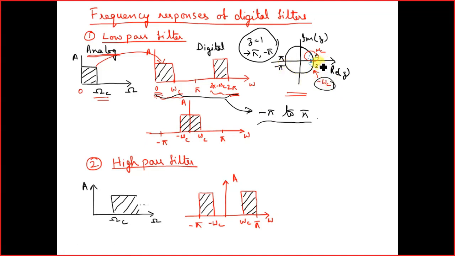2 pi minus omega c, so 2 pi is 0, so we can write this as minus omega c. Then from minus omega c to omega c we have the effect of the pole, and it is allowing the frequencies to pass through, and then from omega c to pi we again have 0 frequency components, right? So we can represent the digital domain low pass filter in this fashion also.